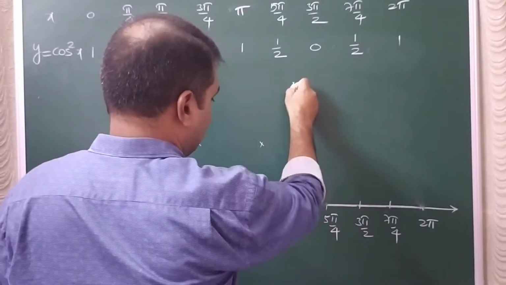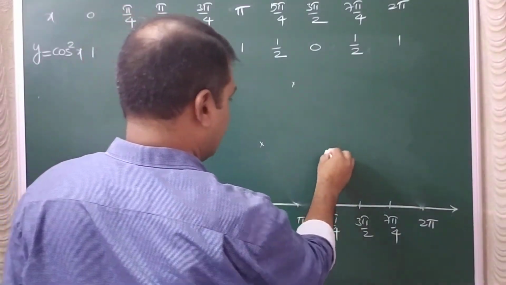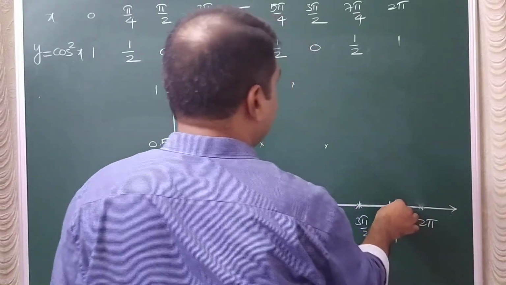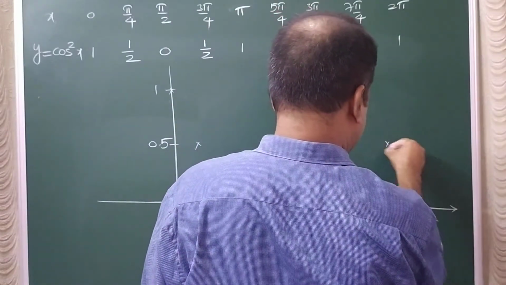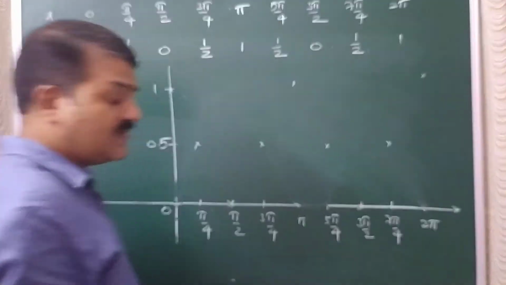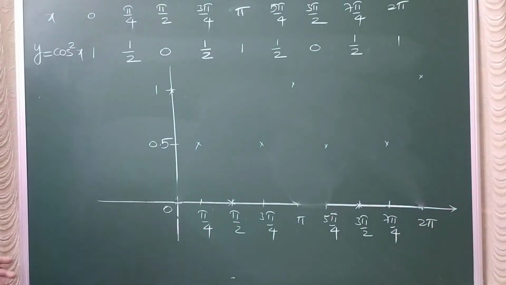For pi, we got 1. 5 pi by 4, again 1 by 2. 3 pi by 2, 0. 7 pi by 4, we got 1 by 2. For 2 pi, we got 1. So this is the location of points.